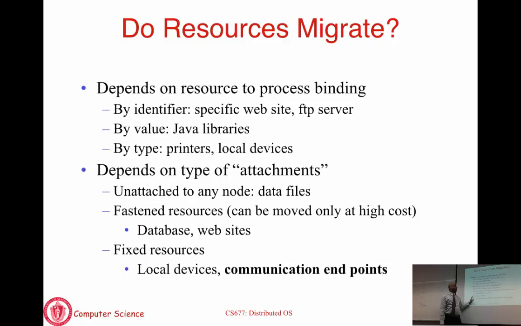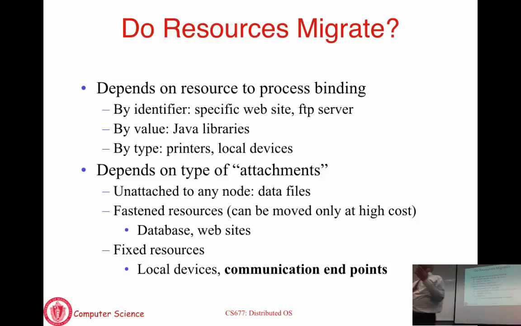Another way to think about resources is how attached they are to the origin machine. Again, we'll have three different things here. One says it's unattached, which means you can freely move it around. A file is an example. If this process is reading or writing to a file, you can copy the file over or move the file over. So that's not particularly attached to a machine at all. Fastened resources are resources that can be moved, but at a high cost. That means they have some stickiness to this machine. You could move them with the process if you want to, but the cost is going to be high. An example is a large database.